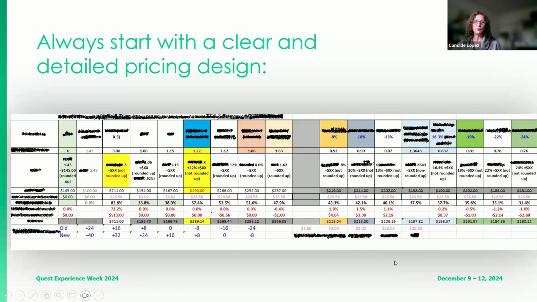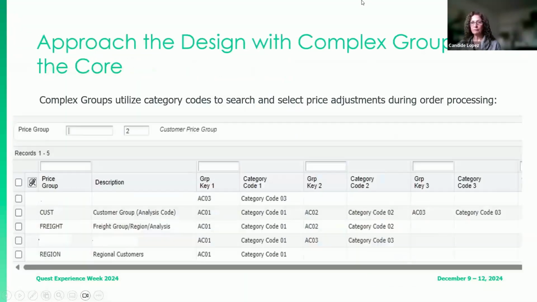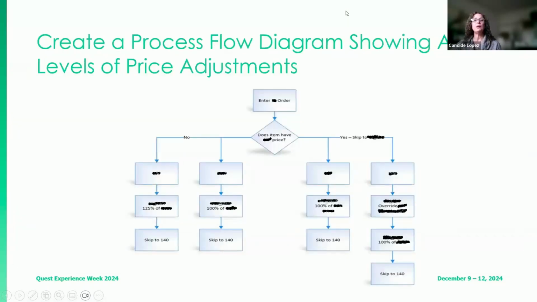So what did we do? Well, we started with a process flow diagram. And we asked ourselves, okay, when does a price change occur? And so we went through a series of questions and asked ourselves, does the item have a certain price, yes or no? And we did this 8 different times, one for every one of those scenarios.